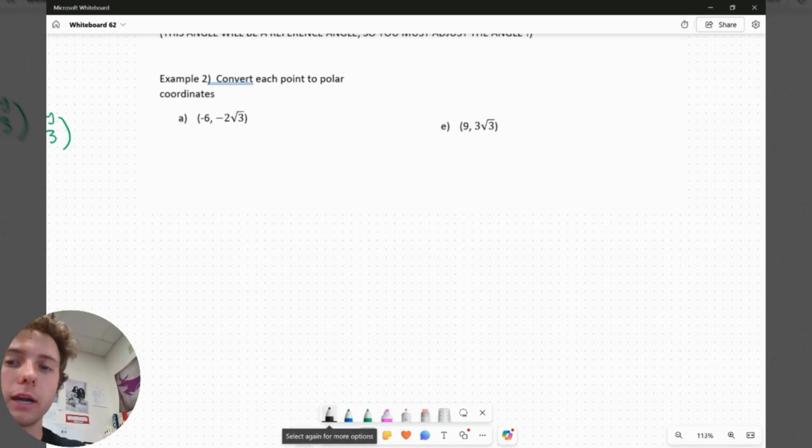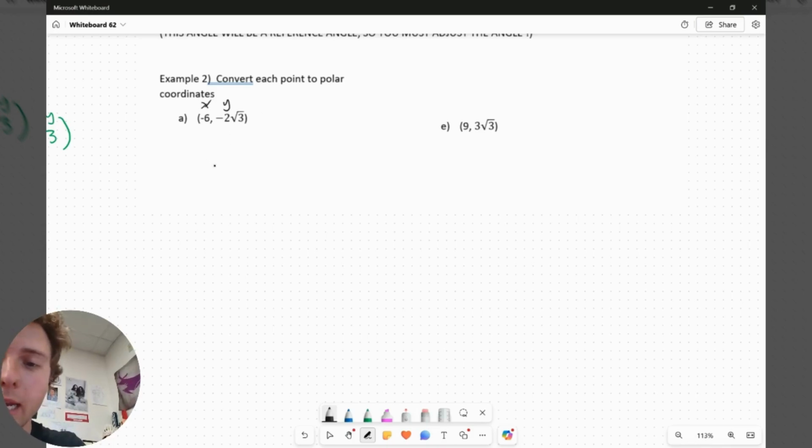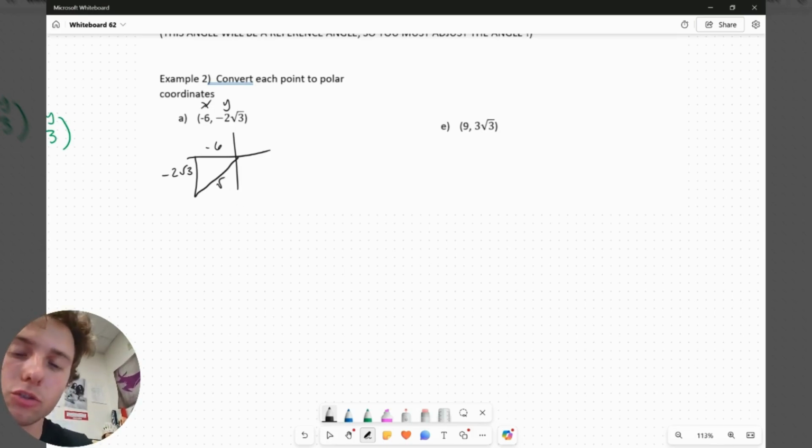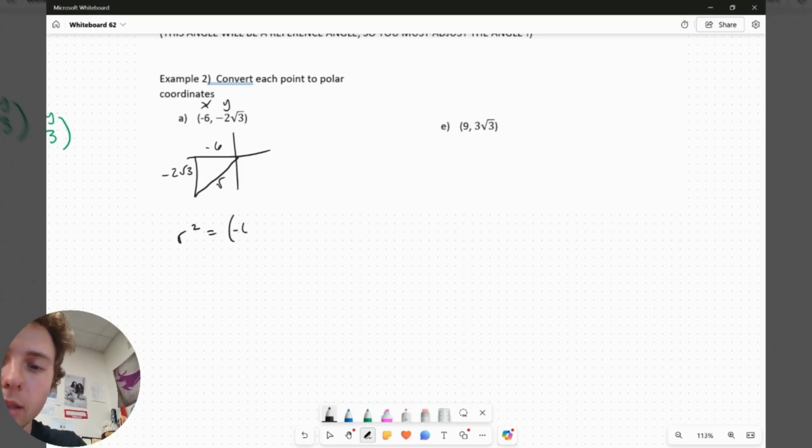So let's draw our triangle here. We have an x, we have a y. They're both negative. That means we're going to be in the third quadrant then, where -6 is here, -2 root 3 is here. Well, if I need to know the radius, it is the hypotenuse on this triangle, so we could go ahead and use the Pythagorean theorem.